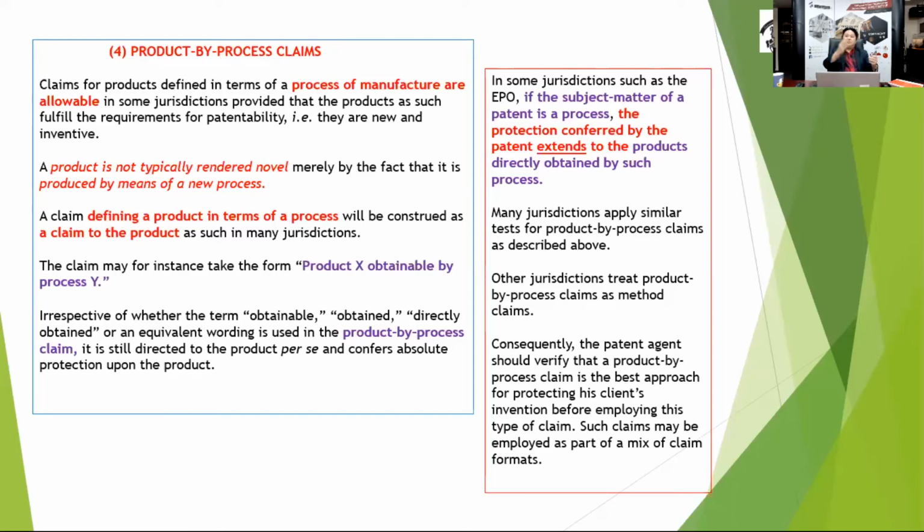One for the process, one for the product itself. It's okay because it belongs to the same general inventive concept or invention. You have a process here and you have a product here, and the product X obtainable by process Y. Yes, we can do that.